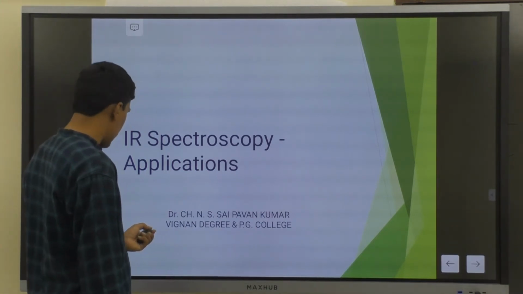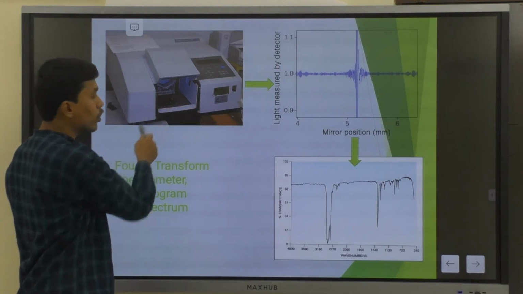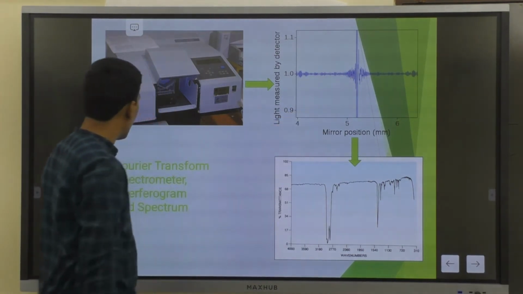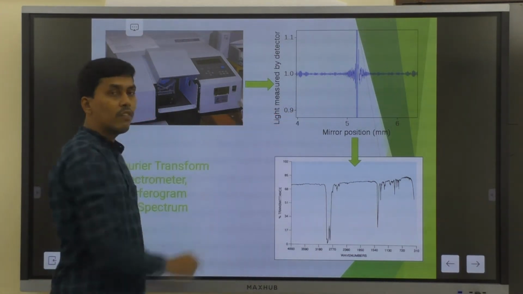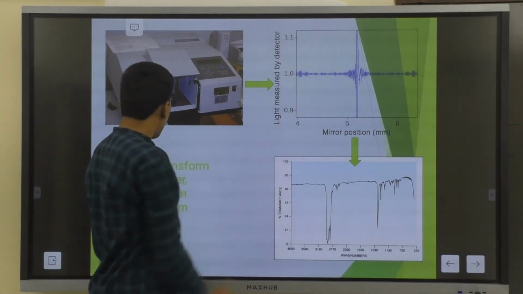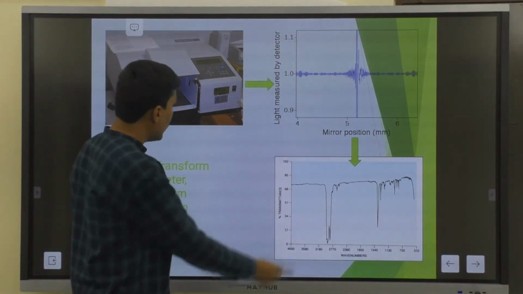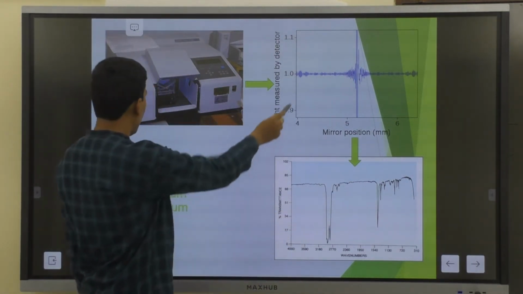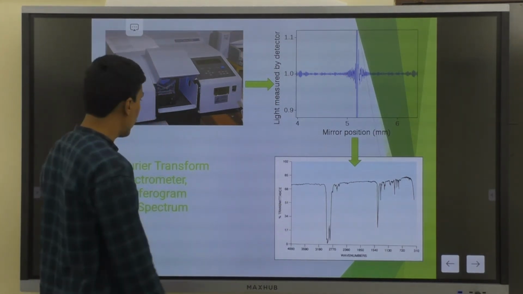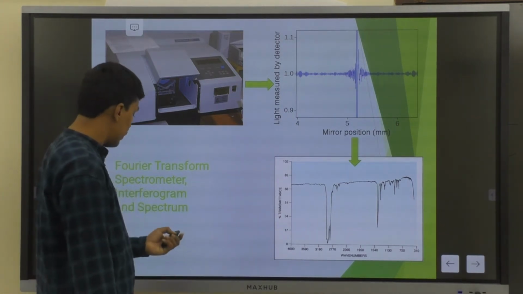Okay, in continuation of our study, you can see this is the IR spectrophotometer and it is called interferogram, which means the signal format in the IR spectrophotometer. The Fourier transform will transform the signal format into the spectrum. So it is called interferogram, it is the spectrum we will see in IR spectroscopy, and it is the IR spectrophotometer. Okay.